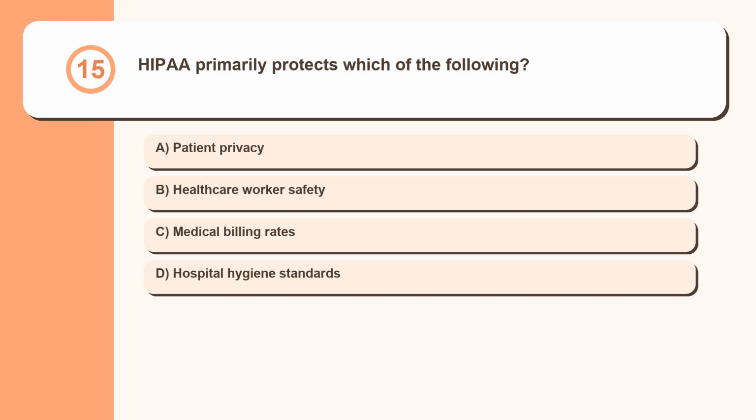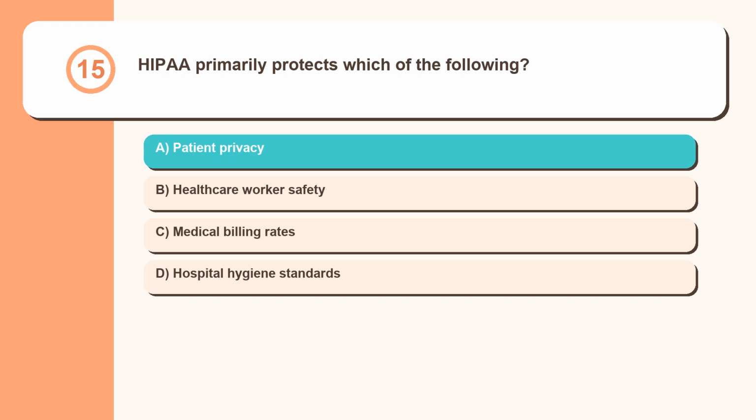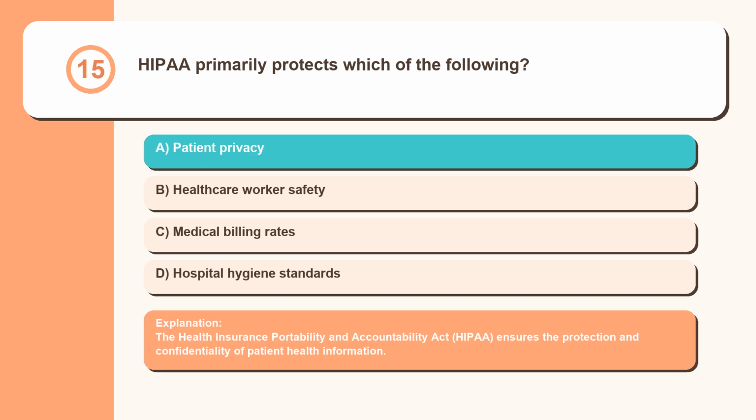Question 15. HIPAA primarily protects which of the following? Patient privacy, healthcare worker safety, medical billing rates, hospital hygiene standards. The Health Insurance Portability and Accountability Act, HIPAA, ensures the protection and confidentiality of patient health information.